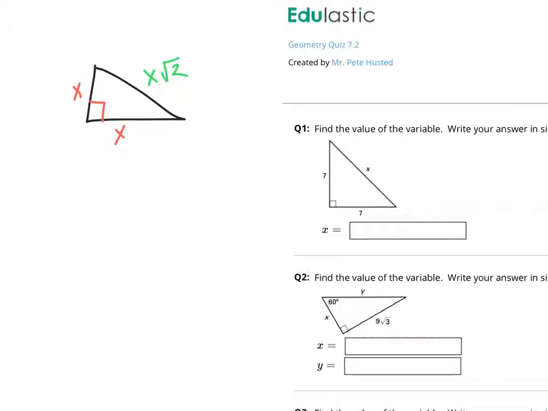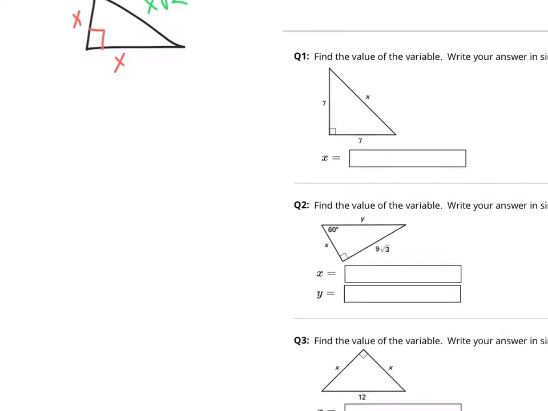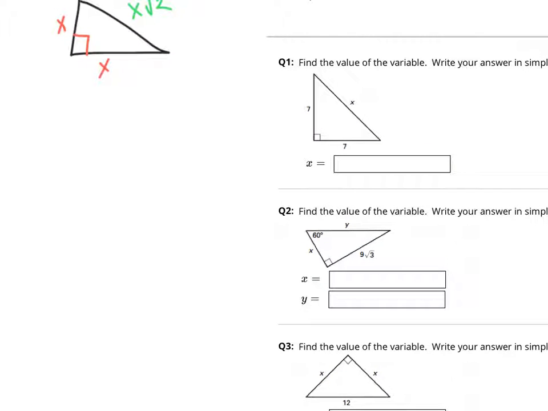Okay, and then for a 30, 60, 90, like we're gonna see here in number 2, they want you to figure out the value of x and y. Well, now x is going to be the short side because he's across from the 30-degree angle. Right there, that's a 30. So now let's remember our rules of 30, 60, 90s. Here's the right angle. So this is the short side because he's across from the 30.